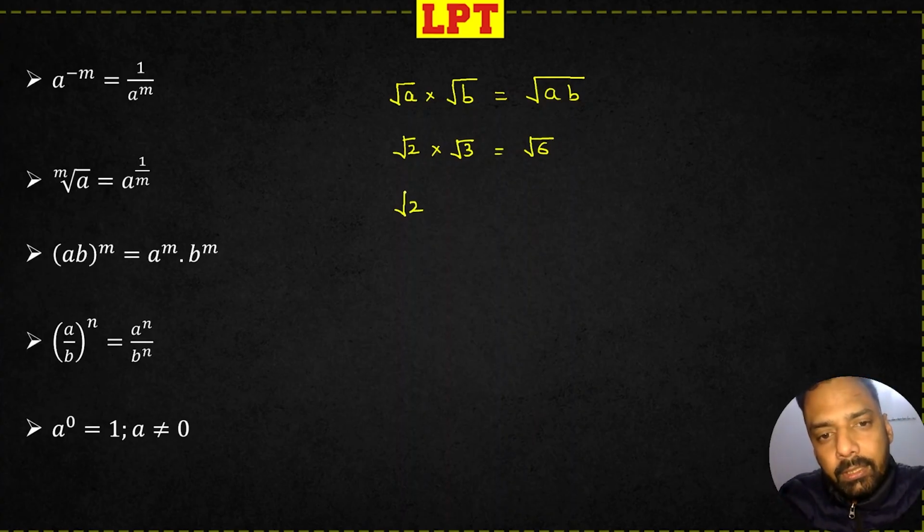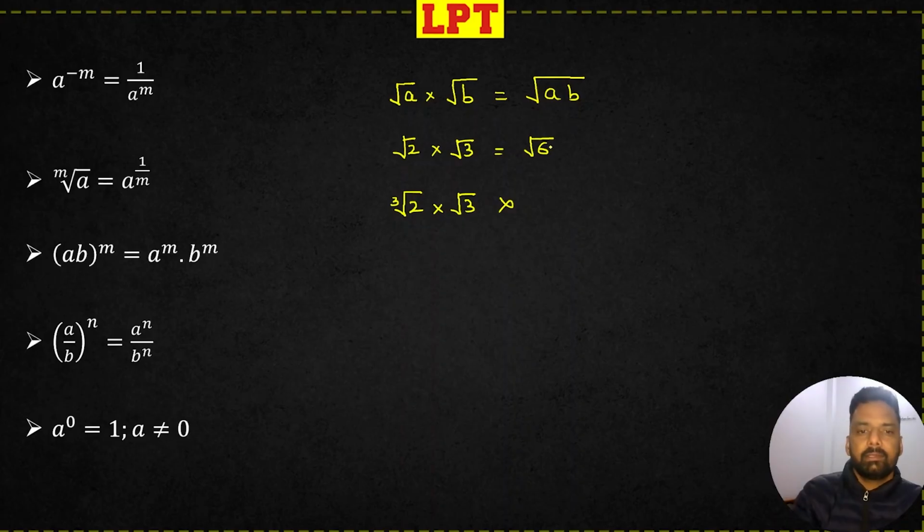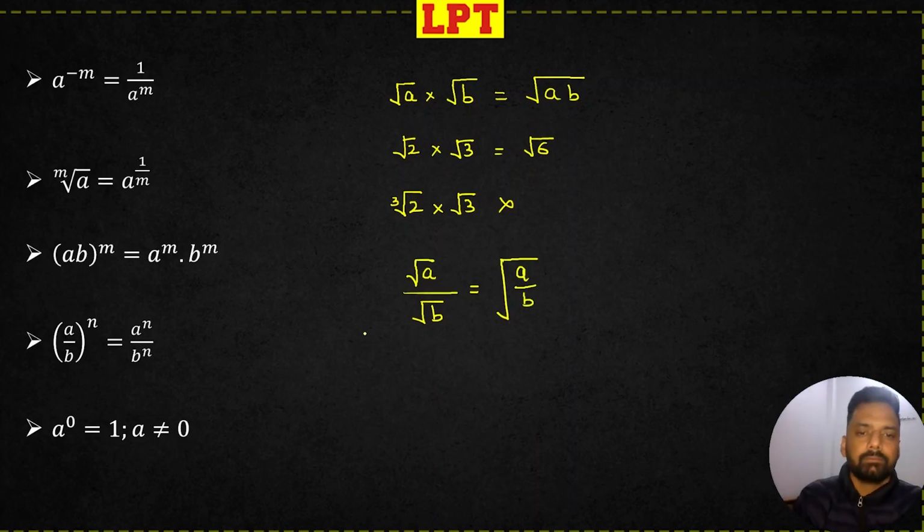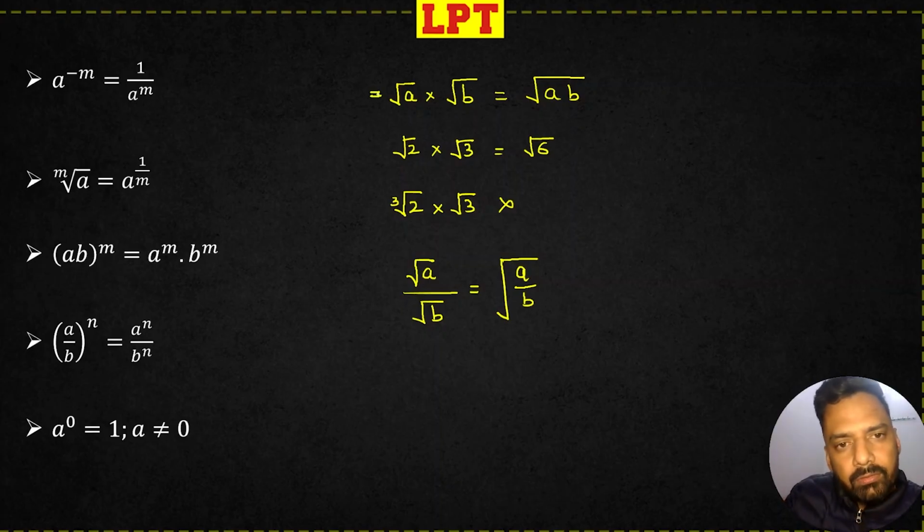But supposing I have a root of order 3 and this one is of order 2, then I cannot write it like this. Order should be the same. We have to keep this condition in mind. And if I have root a over root b, I can simply write it as root a by b. Or if I have root a by b, I can write it as root a over root b. Okay, these are some rules that are related to surds as well.